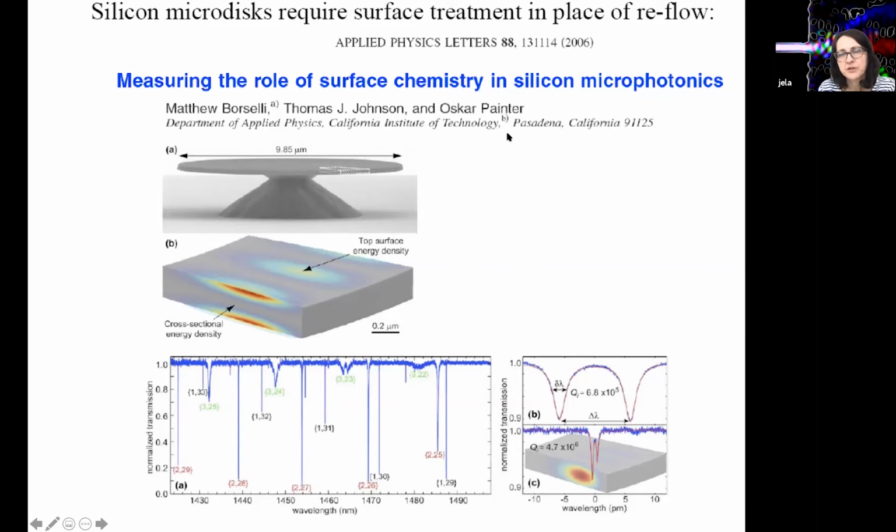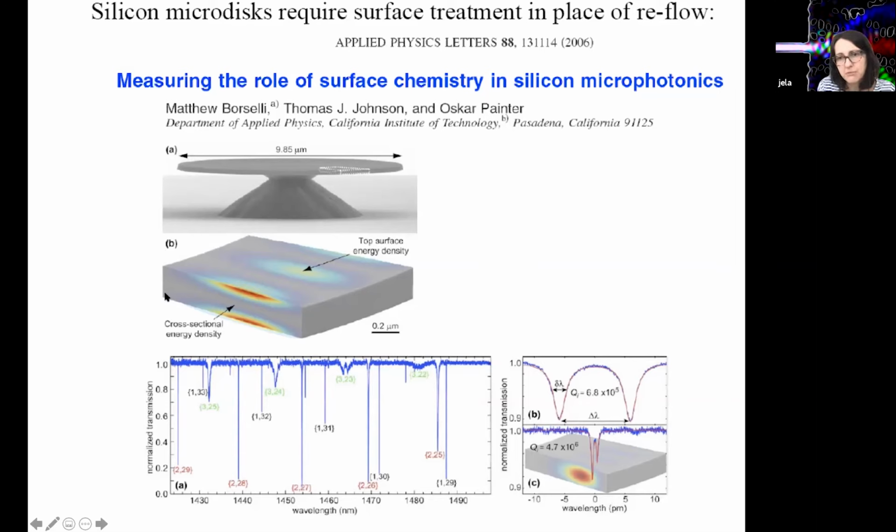And an important development of this paper is that they showed that they could improve Q factors by treating the surface of the microdisk with some specific treatments and chemicals. It turned out that most of the limit on the previously measured Q factors of silicon microdiscs was coming from the absorption in untreated dangling bonds and surface states that are produced at the surfaces as a result of the etching. So after the treatment, they got much better Q factors of the structures.